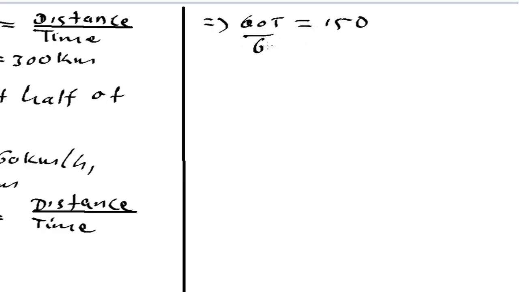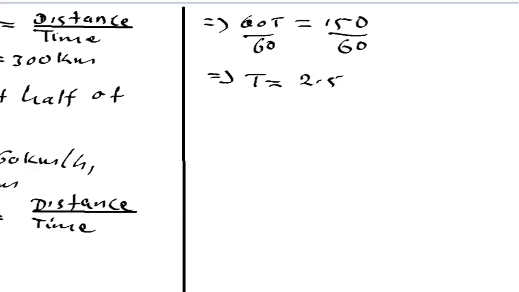We are looking for t, so we divide through by 60, and if we do that, our answer is 2.5. So what it means is that when the car was moving at 60 kilometers per hour, it used 2.5 hours to cover 150 kilometers, which was the first part of the journey.